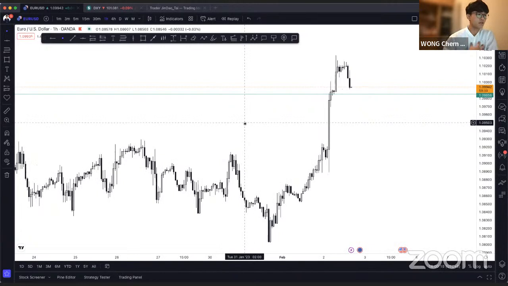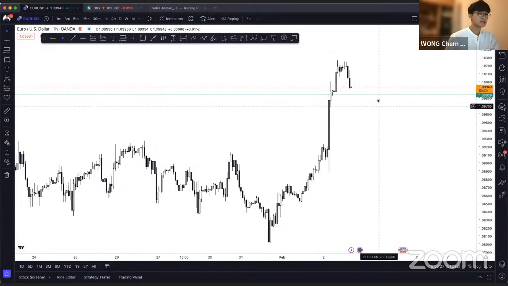As for myself, I will only be considering taking long positions on the euro dollar if price were to retrace to the 0.382 level, or 1.0985, and that would be the confluence that I myself would be looking out for.